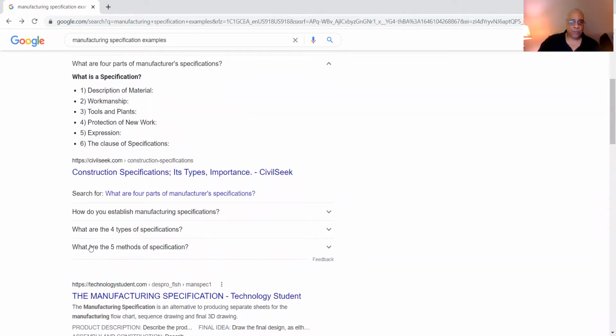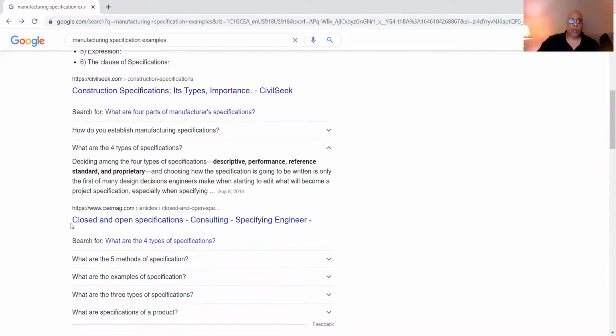Now, again, when it comes to specifications, and a lot of this deals with engineering, there are 4 types of specifications. So you have to decide what you're going to use. When it comes to the four types, you're going to have descriptive, performance, reference standard, and proprietary. And choosing how the specification is going to be written is only the first of many design decisions engineers make when starting to edit what will become a project specification.